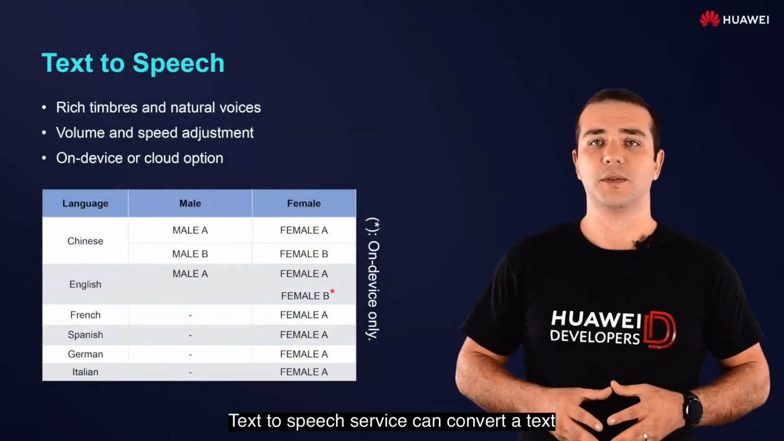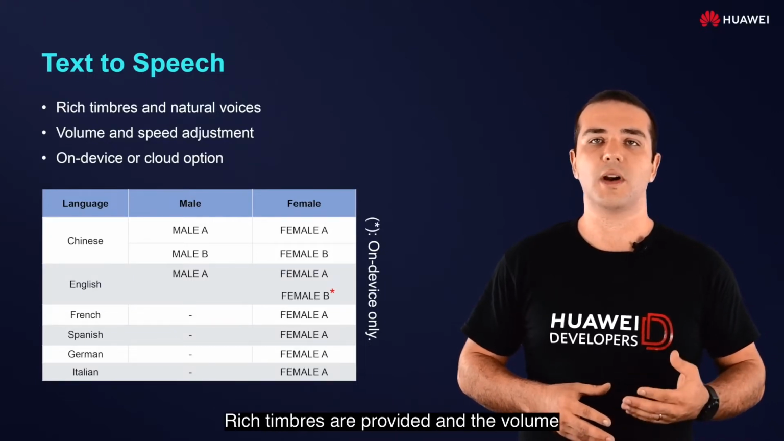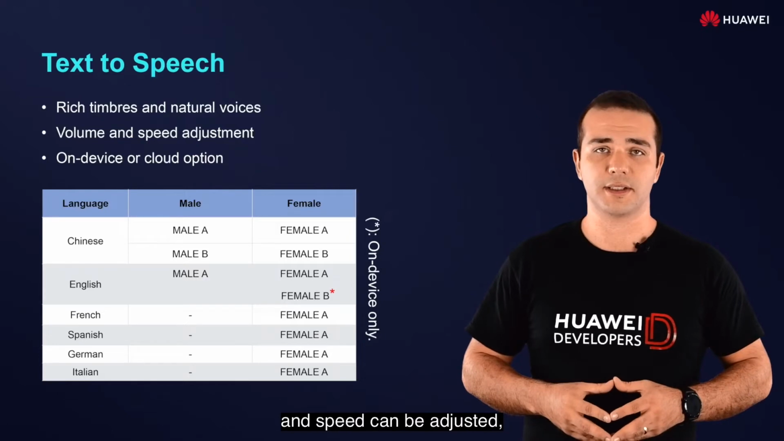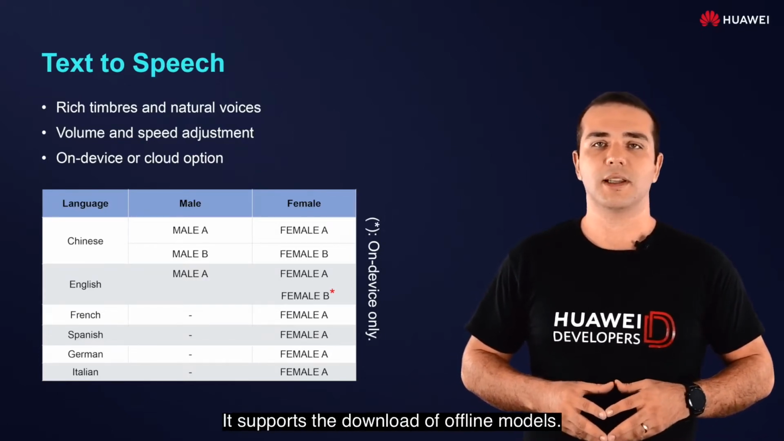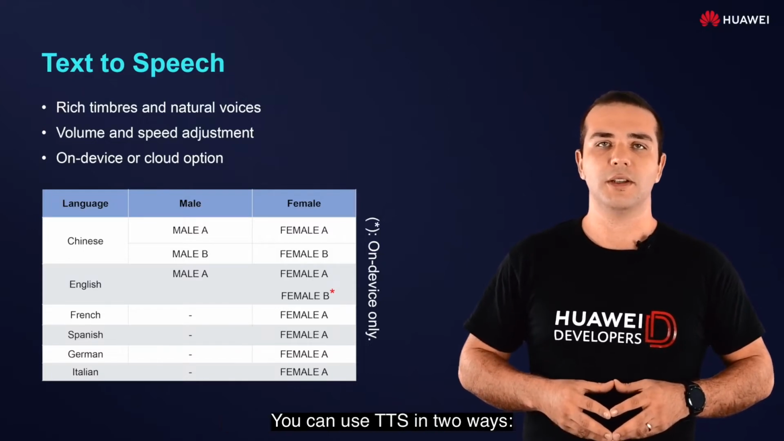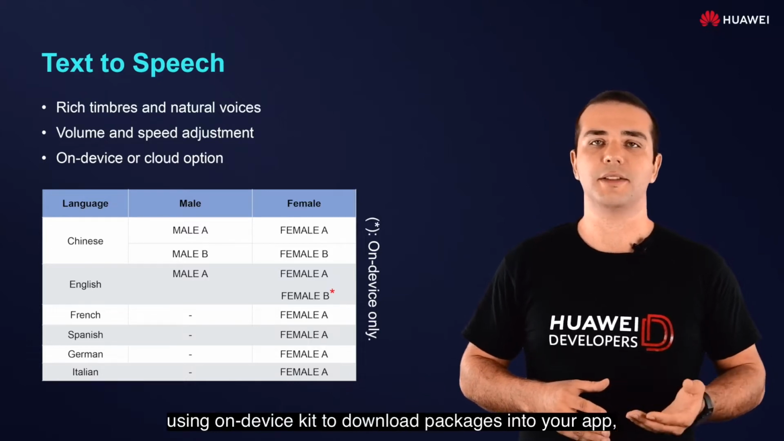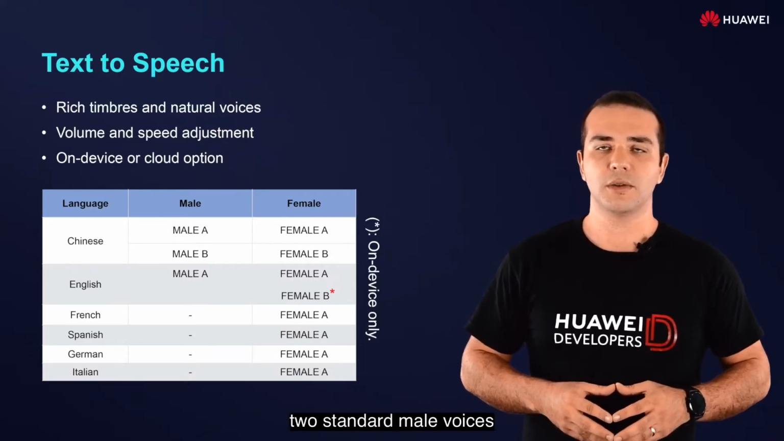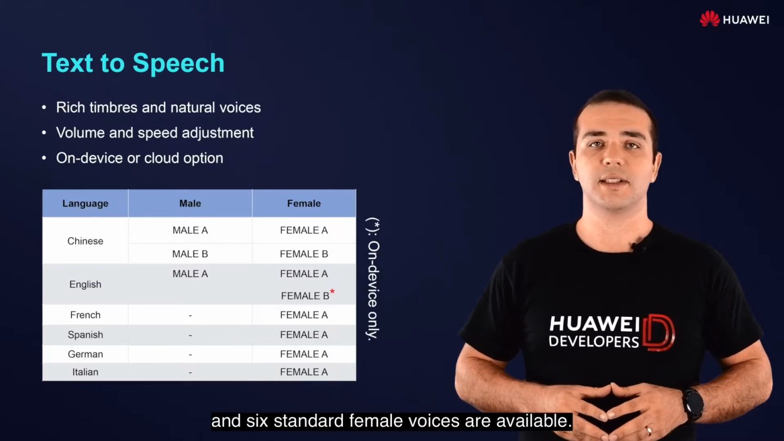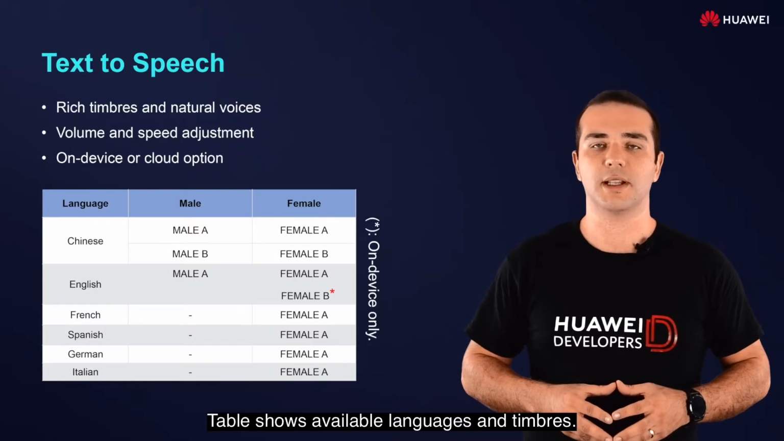Text-to-speech service can convert a text into an audio output in real time. Rich timbres are provided and the volume and speed can be adjusted. Thereby, natural voices can be produced. It supports the download of offline models. You can use text-to-speech in two ways: using On-Device Kit to download packages into your app, or using cloud service to perform online requests. In the current version, 2 standard male voices and 6 standard female voices are available. The table shows available languages and timbres.